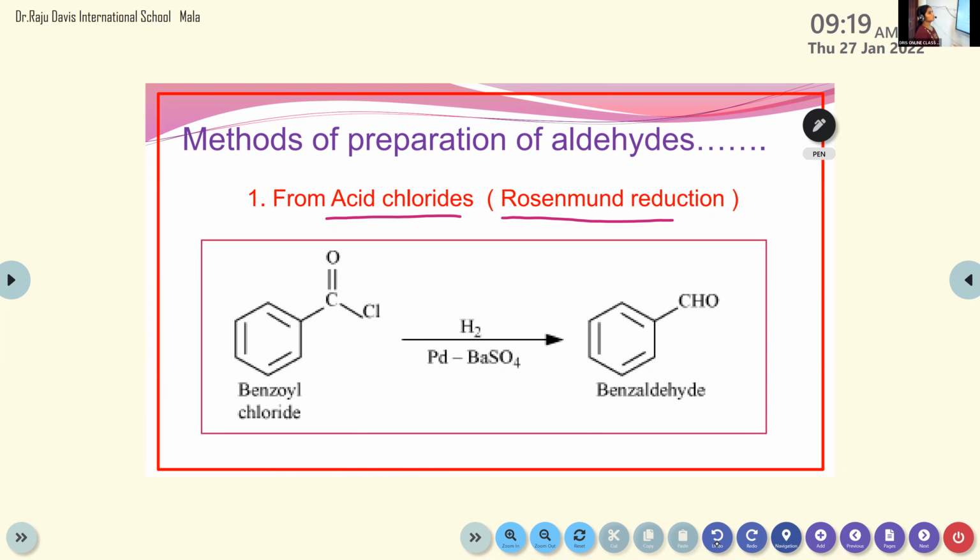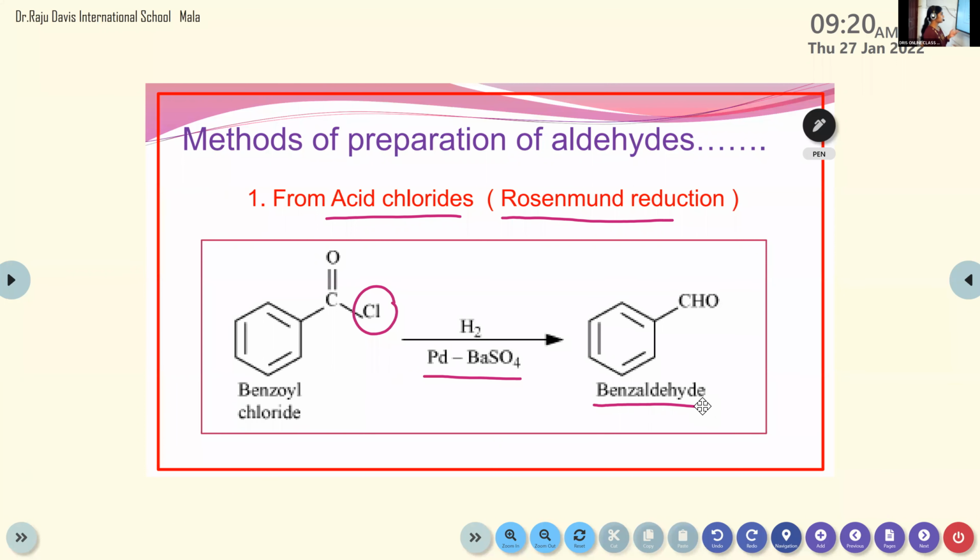And it's a hydrogenation reaction. Hydrogenation means just addition of hydrogen, and it is catalytic hydrogenation. The catalyst will be there in this reaction: palladium and barium sulfate. With addition of hydrogen to benzoyl chloride, this hydrogen will replace the Cl position, and the product formed is benzaldehyde.